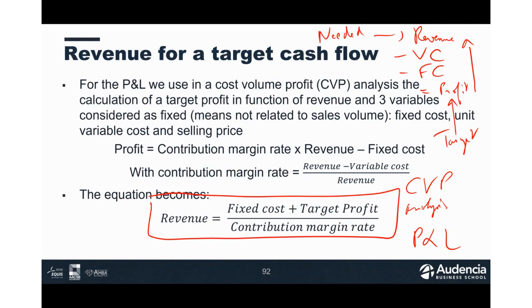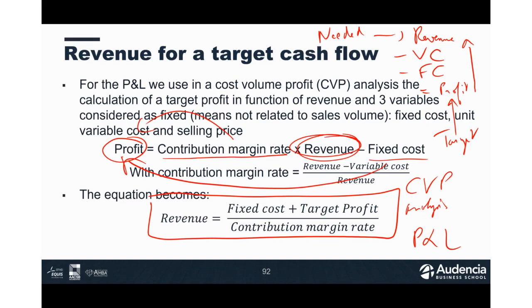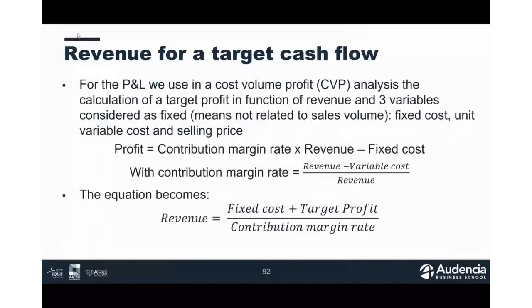So we need this kind of equation. Profit equals the revenue multiplied by the percentage we keep after the variable cost, minus the fixed cost. From this equation, we put everything on the other side and we keep only the profit on the right side. So we can say the revenue is equal to the target profit plus the expected fixed cost, divided by the expected contribution margin rate.